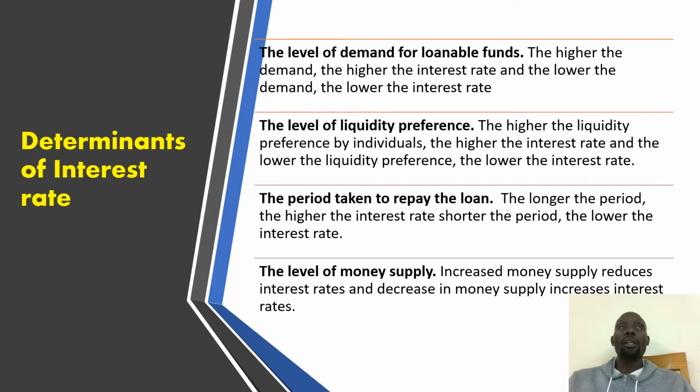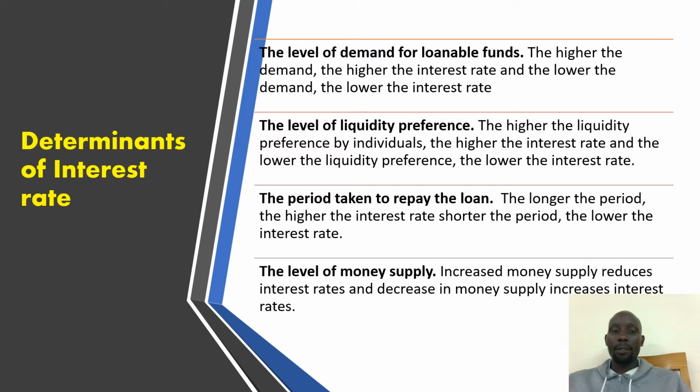This is because when liquidity preference is high, financial institutions will not have enough loanable funds, since people will have kept their money in their pockets or in their homes. And on the other side, if liquidity preference is low, it means that people will increase saving or have more money in financial institutions, which increases the supply of money for lending by financial institutions, and that makes interest lower automatically.